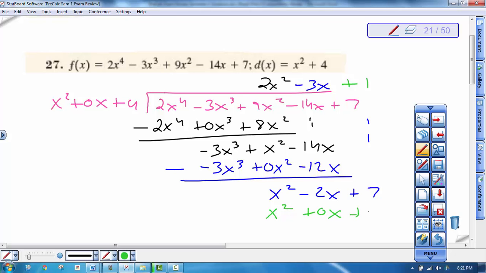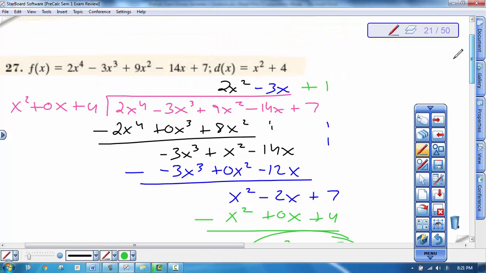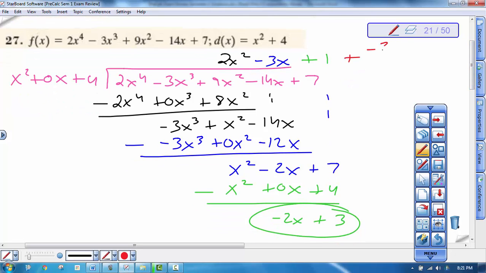0x. This would be plus 4. So when I subtract, I get -2x. And I get 7 minus 4, which is 3. So there's my remainder. To write the summary statement, what I could do is just say this plus, let me change colors again, plus the remainder, -2x plus 3 over the divisor, x squared plus 4.